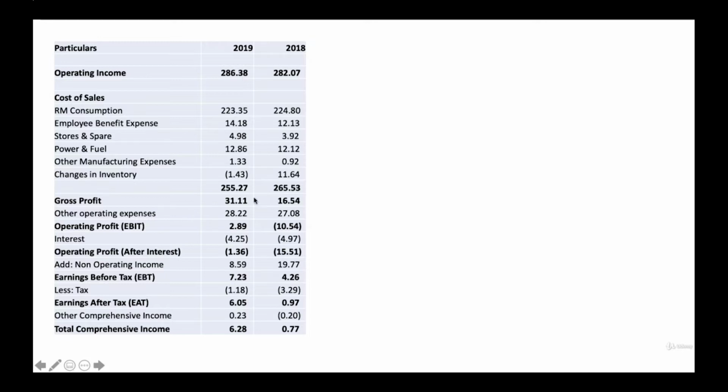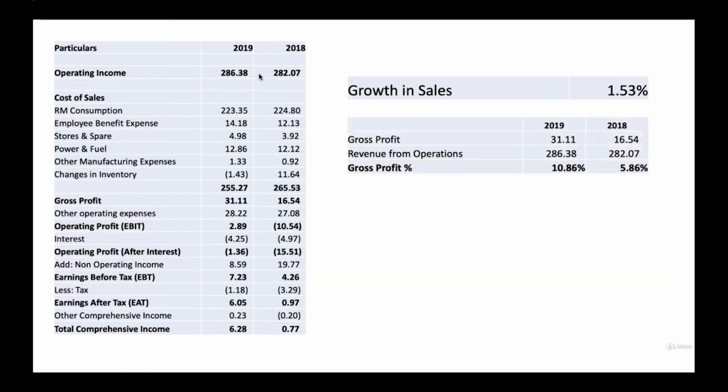And look at here, gross profit has doubled, but sales have not doubled. Profits have doubled. So why did that happen? First, let's record this. There is a 1.53% growth in sales, and the gross profit margin, that is, we compare the gross profit with revenue from operations. This gross profit is compared with this revenue from operations, and that gives you 10.86%, which is almost double, right? Because in 2018 it was 5.86 only, whereas in 2019 it is 10.86%. How did this happen?